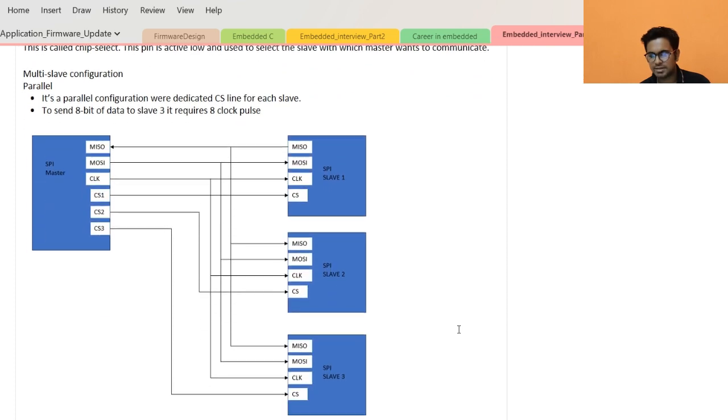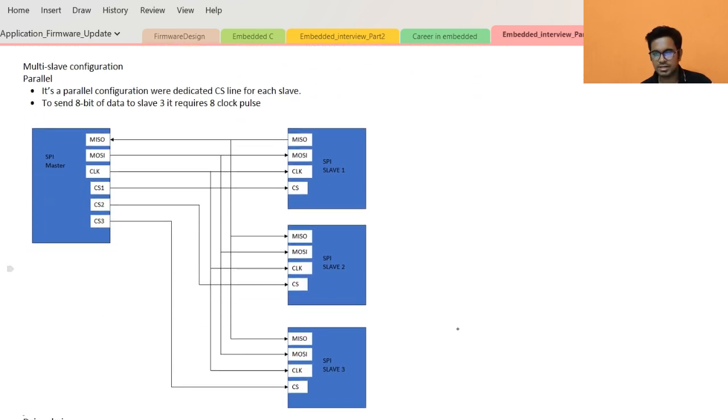Now there are multiple configurations available in SPI communication. This is the parallel configuration. See, for every slave you have a dedicated chip select line. So if you want to connect 100 slaves, then the master should have 100 chip select lines. That is practically not feasible. So for a small number of slaves you can dedicate the pins of the master to a particular slave as chip select, and the master can communicate with it.